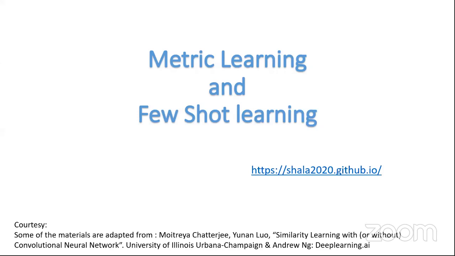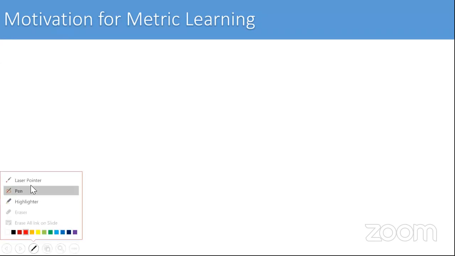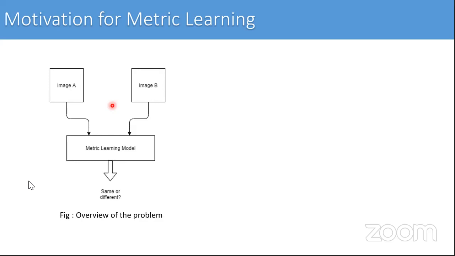So let's start by defining the motivation for something called metric learning. Let's say we have a different kind of classification problem on our hands. You have seen in your previous lecture that a classification problem is one in which the model takes an image and gives a label to that image. That's what is happening in most of our classification problems.